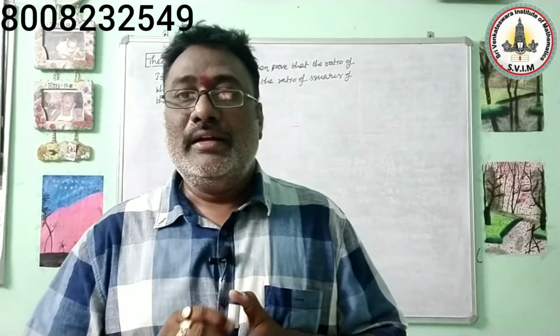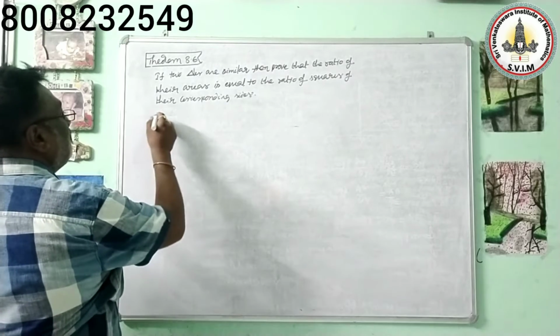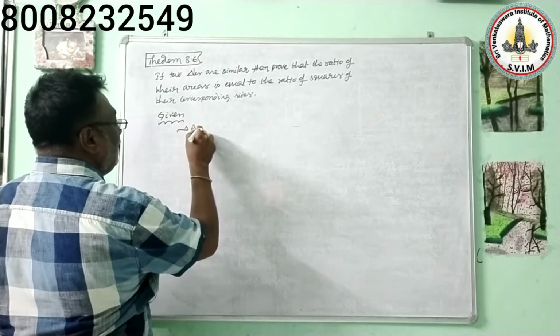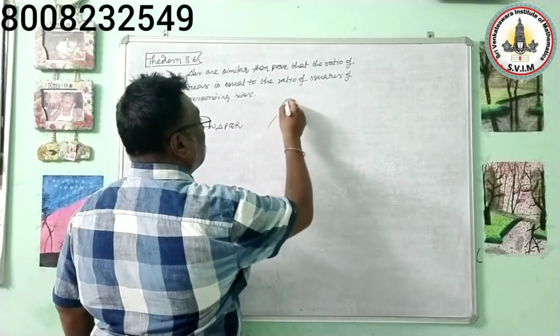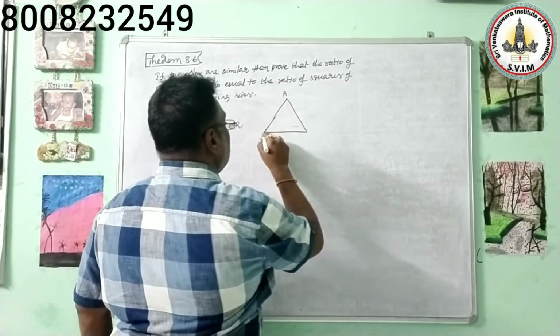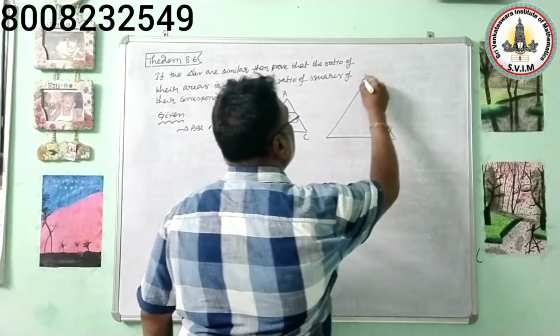First of all, the given part means two similar triangles have been given. By taking the two triangles, we need to prove their areas ratio is equal to the ratio of squares of their corresponding sides. Listen to me. So first, the given part: triangle ABC is similar to triangle PQR. So let me construct those two similar triangles, triangle ABC and triangle PQR.